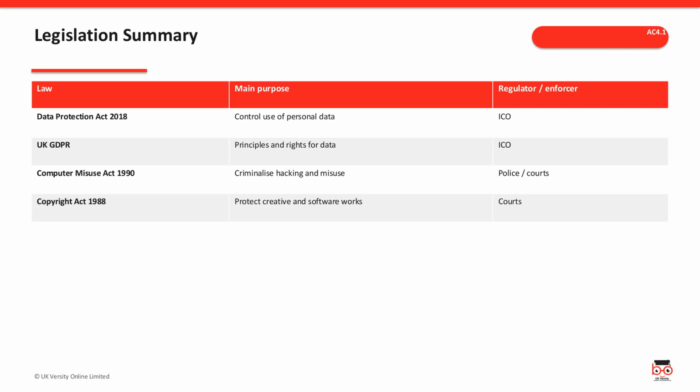Let's gather the laws into one clear summary. The Data Protection Act 2018 controls the use of personal data, and the UK GDPR sets the principles and rights that go with it, both enforced by the Information Commissioner's Office. The Computer Misuse Act 1990 criminalizes hacking and misuse, and it's enforced by the police and courts. And the Copyright Act 1988 protects creative and software works, upheld through the courts. Knowing which regulator sits behind each law is genuinely useful in your assignment.